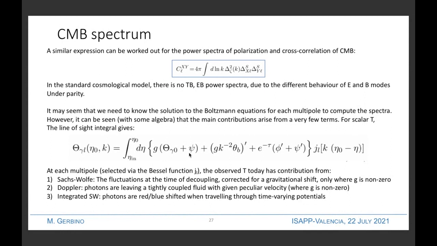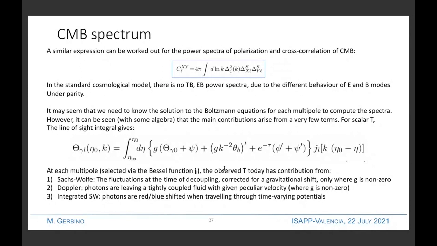The second term is the Doppler term and has to do with the fact that CMB photons are emerging from the tightly coupled regime with baryons, and this tightly coupled fluid is moving with a given set of peculiar velocities.